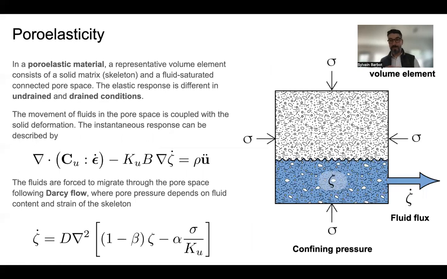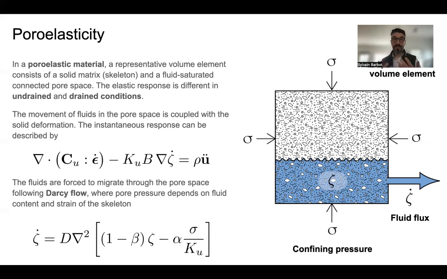The migration of fluids within the crust surrounding the faults can be described by linear poroelasticity, whereby a representative volume element is thought as a combination of solid matrix called the skeleton and fluid saturated connected pore space. And considering the fluid and the solid phases, the response is different in undrained and drained conditions, which represent the instantaneous response and the steady state response of the system.